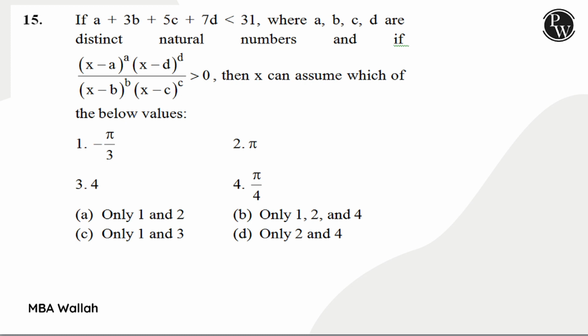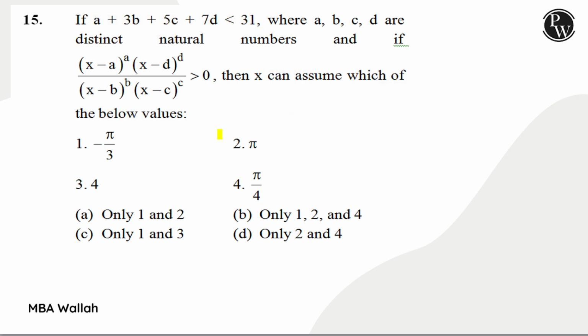In this question, we are told that, just a second, let me get the highlighter. If a + 3b + 5c + 7d is less than 31, and a, b, c are distinct natural numbers, and if this expression is greater than 0, then x can assume which one of the following values? It can be 1, 2, 3, 4, it can be more than 2 as well, right? Fine, let's solve this question.